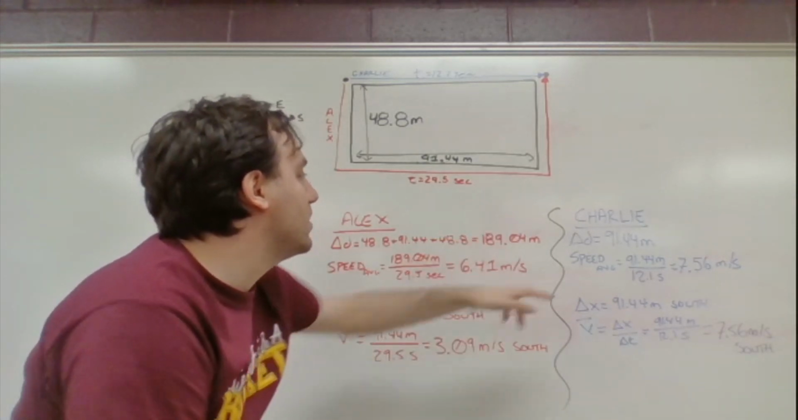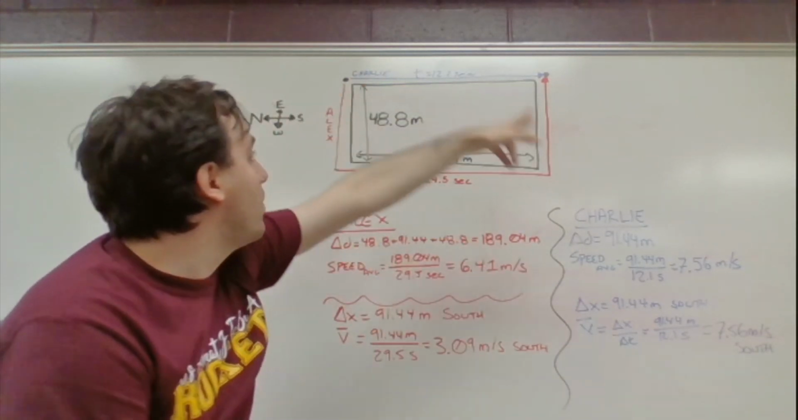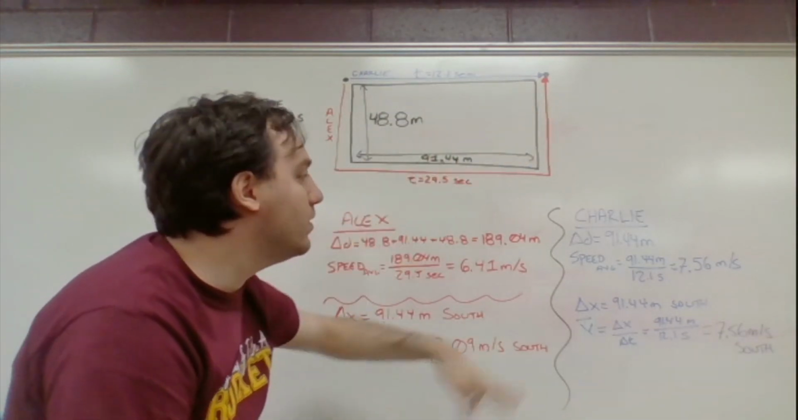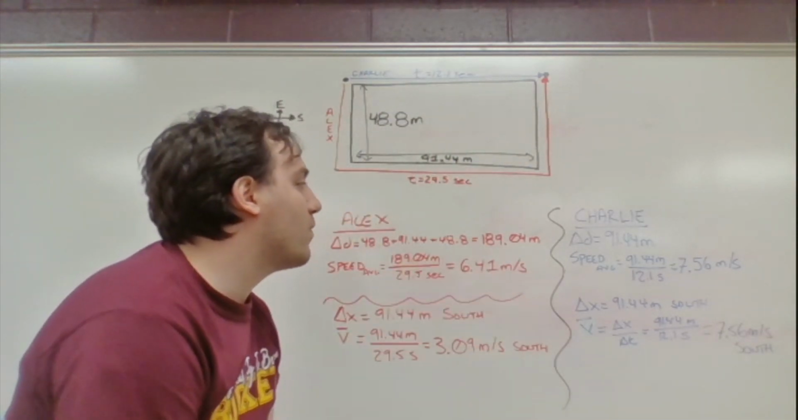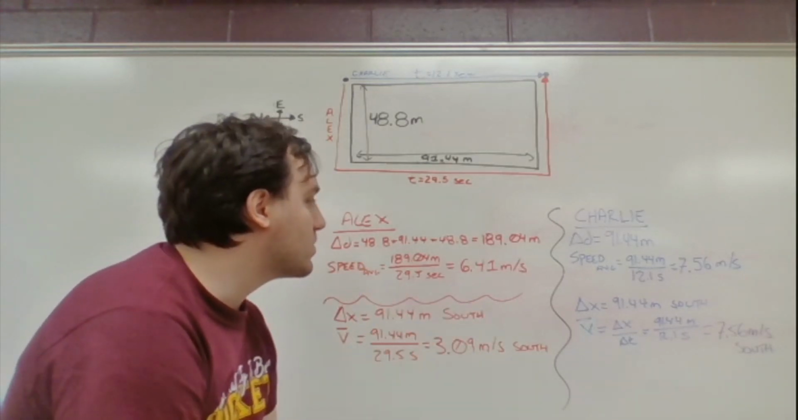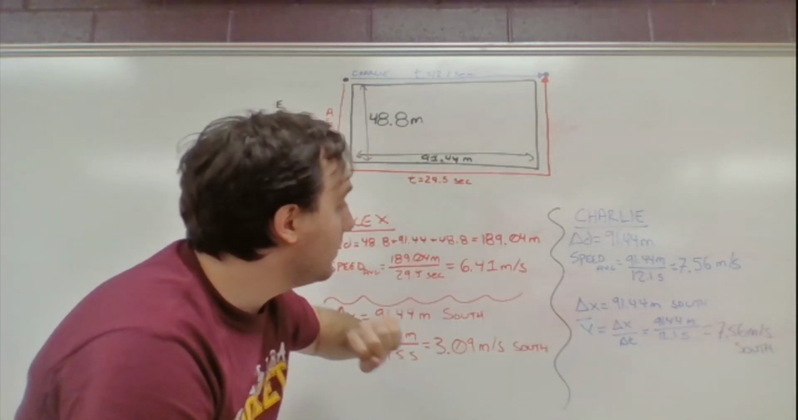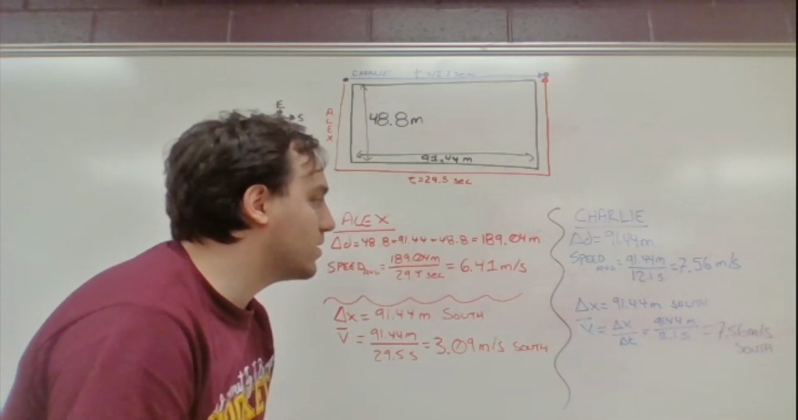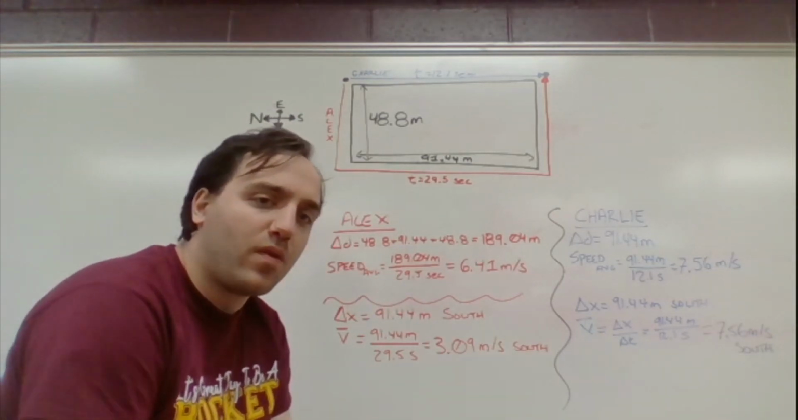Charlie, on the other hand, has a distance of 91.4. They only go to one side of the field. Their speed is 91.44 divided by the 12.1. Gives me the 7.56 meters per second. And their delta x, their change of position, is also 91.44.